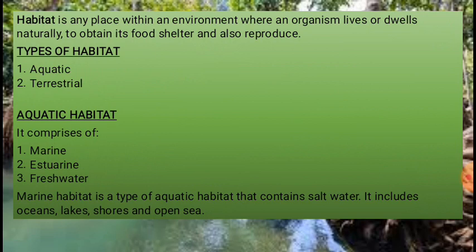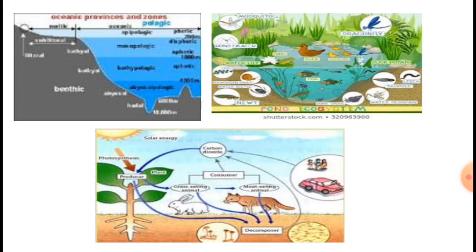Types of habitat: aquatic and terrestrial habitat. Now, aquatic habitat comprises marine habitat, estuarine habitat, and freshwater habitat. We'll be treating marine habitat. Marine habitat is a type of aquatic habitat that contains salt water. It includes oceans, lakes, shores, and open sea.